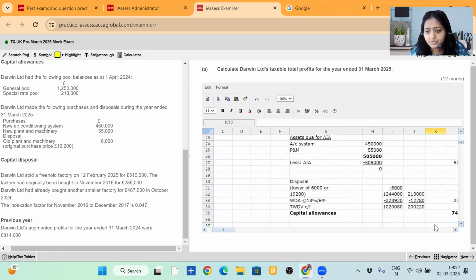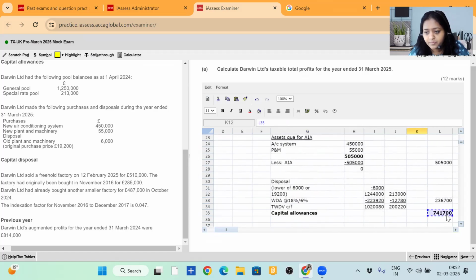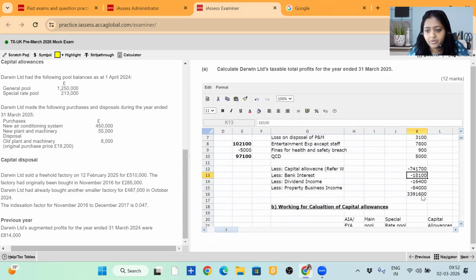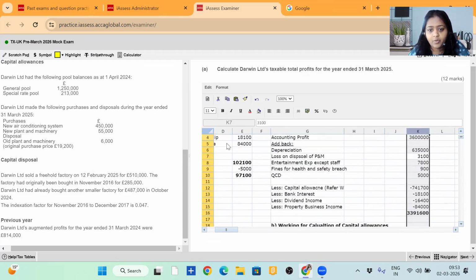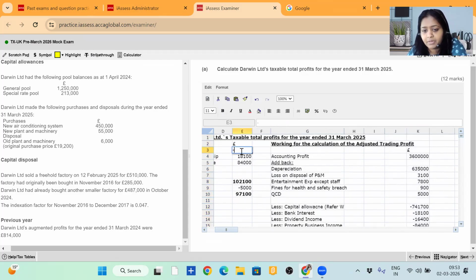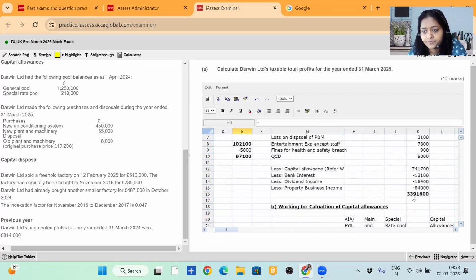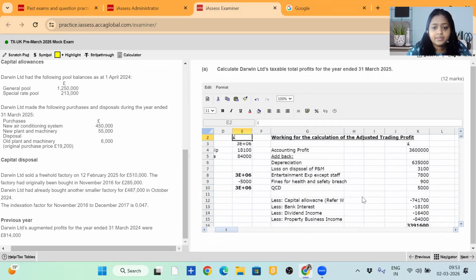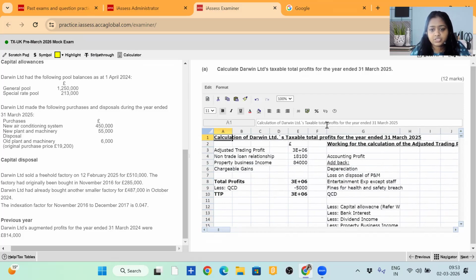I'll just reduce it. Okay, now get the sum. Yeah, now it seems correct to me. Okay, let's get the totals. Now I will just link it here: my adjusted total profits. Done. So we have got the adjusted total profits here.